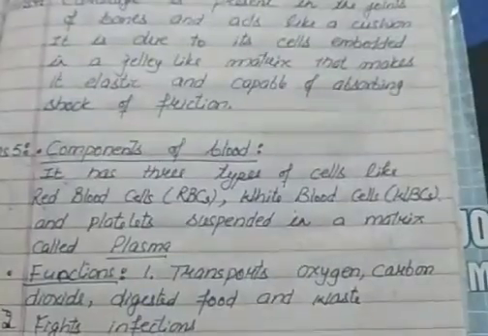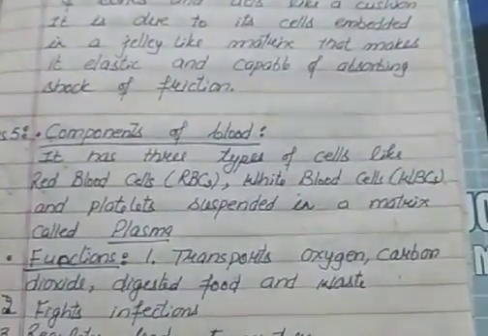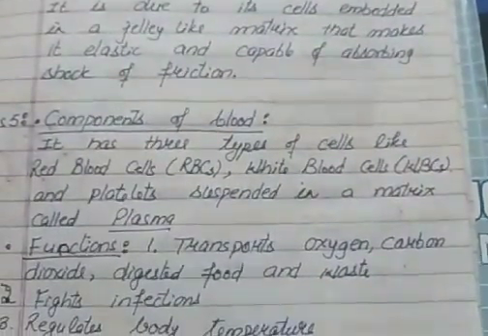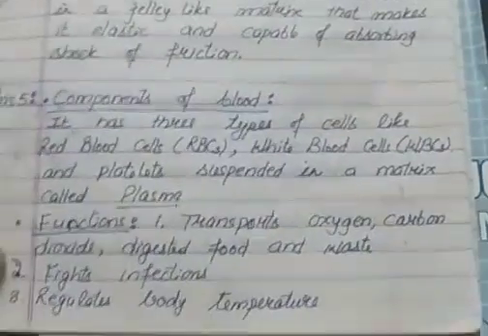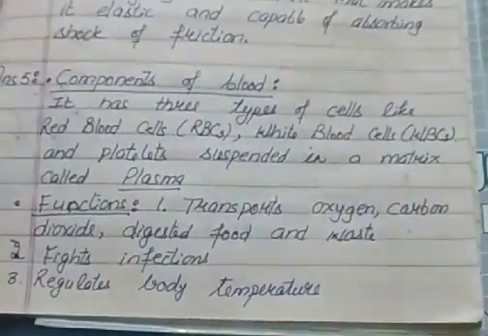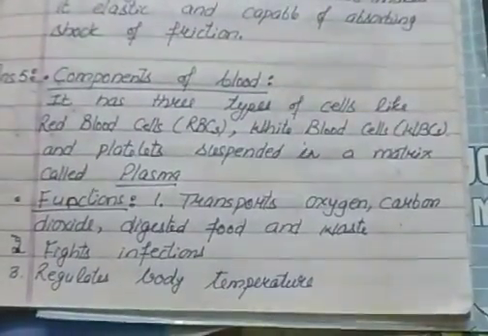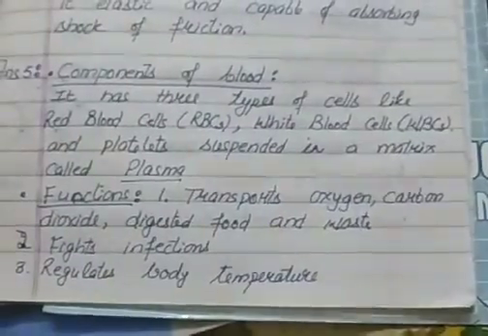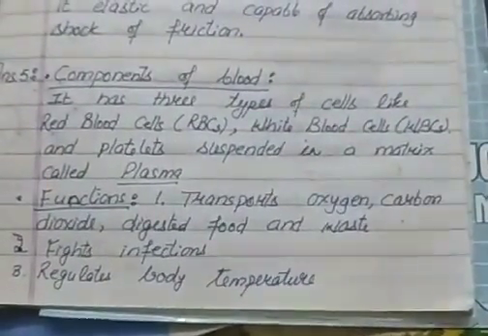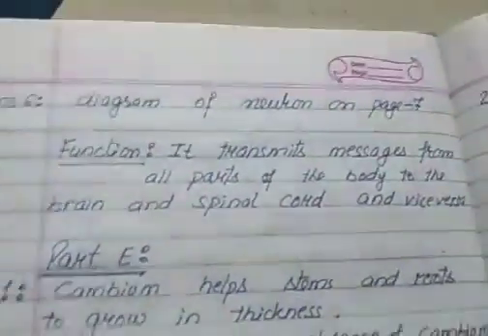Blood has three types of cells: red blood cells (RBCs), white blood cells (WBCs), and platelets suspended in a matrix called plasma. Now the function of blood, it has three functions mentioned in the book. Number 1, transports oxygen, carbon dioxide, digested food and water. Second, fights infections. Third, it regulates body temperature.